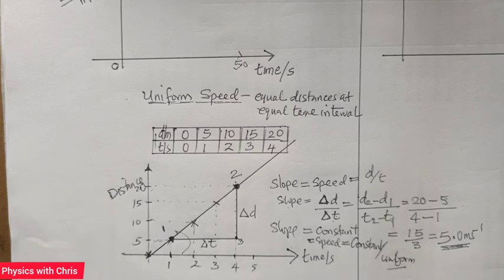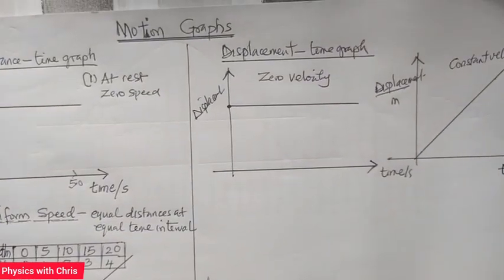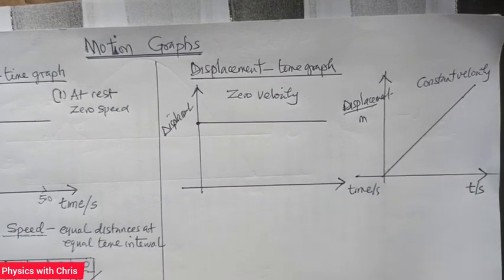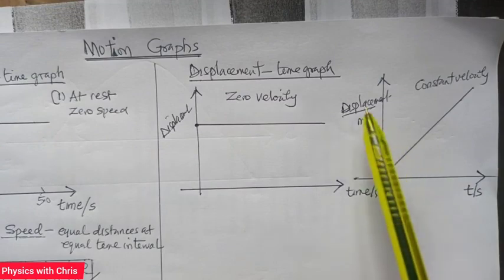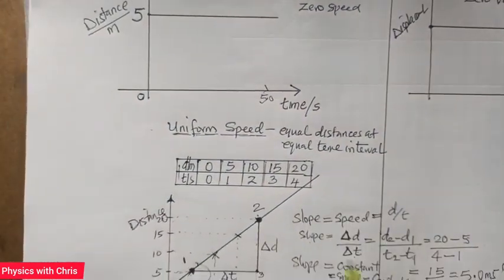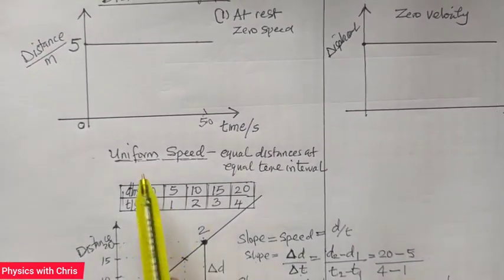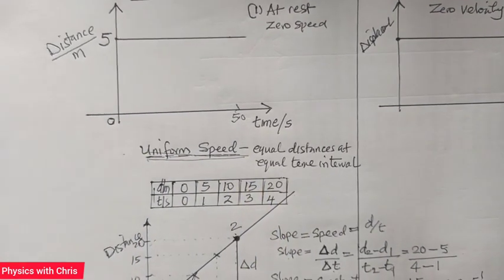Now, if I was to draw the same graph, let's say this was displacement against time. On a displacement time graph, I'm going to have a straight line graph also, which represents constant velocity. So this is a graph of constant or uniform velocity drawn on a displacement time graph. Of course, velocity is defined as displacement over time, whereas speed is defined as distance over time. So that is the graph of uniform speed or uniform velocity.